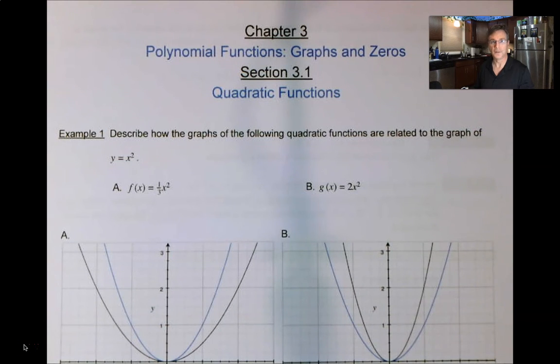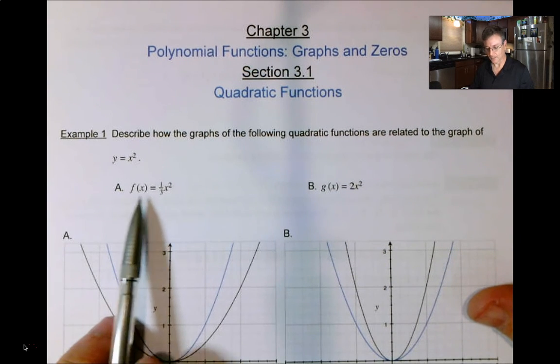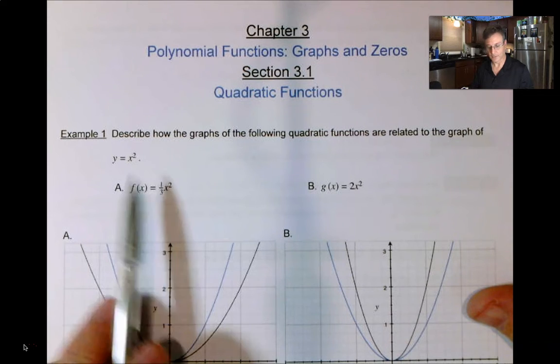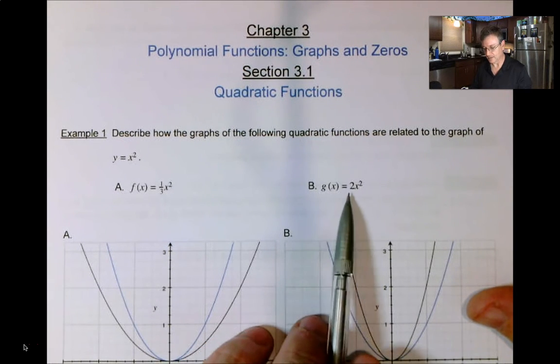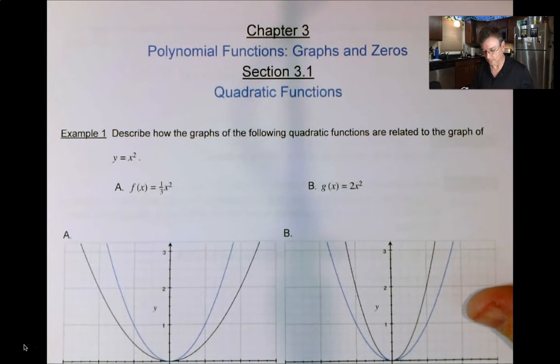Hello everyone, Chapter 3, Polynomial Functions, Graphs and Zeros, Section 3.1, Quadratic Functions. Example 1: describe how the graphs of the following quadratic functions are related to the graph of y equals x squared. So we are going to compare f of x equals 1/3 x squared to y equals x squared, and g of x equals 2x squared to y equals x squared.